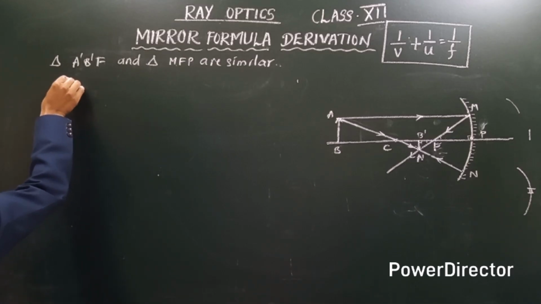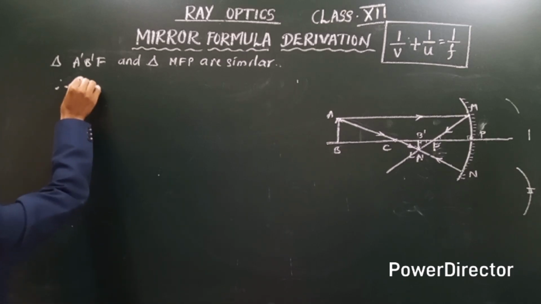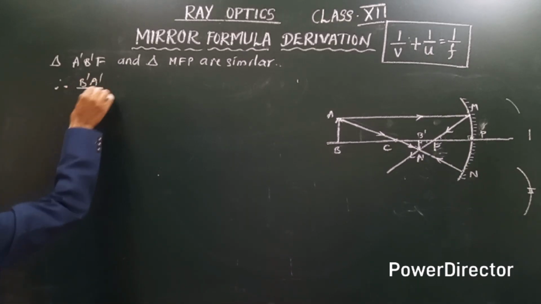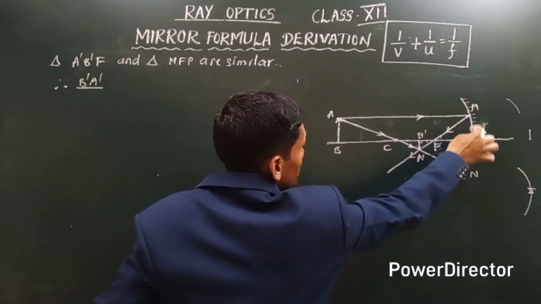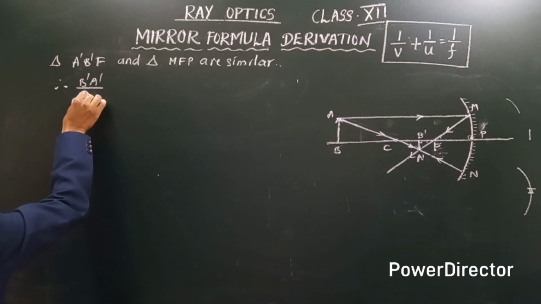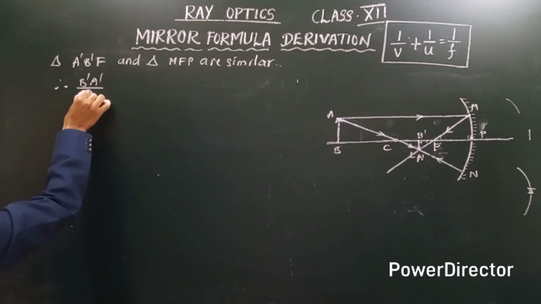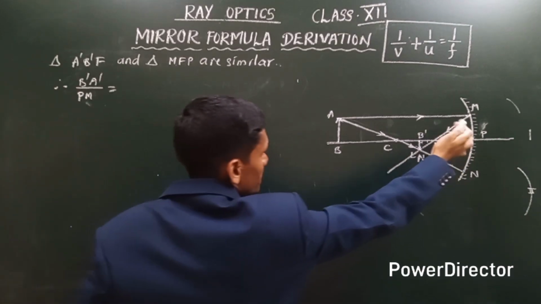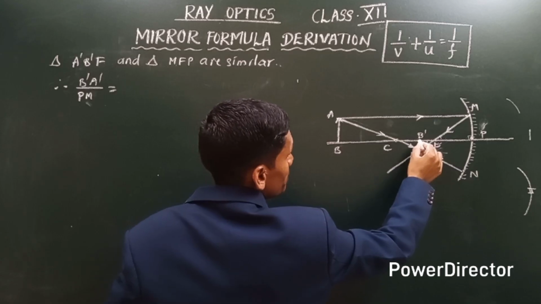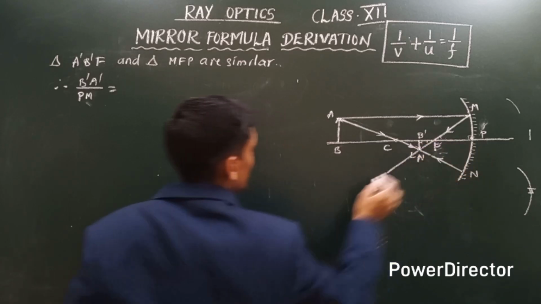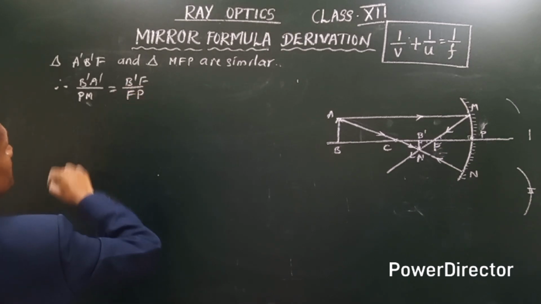Therefore, according to BPT, B dash A dash upon this side MP, or PM, B dash A dash upon PM, will be equal to B dash F upon FP, right?